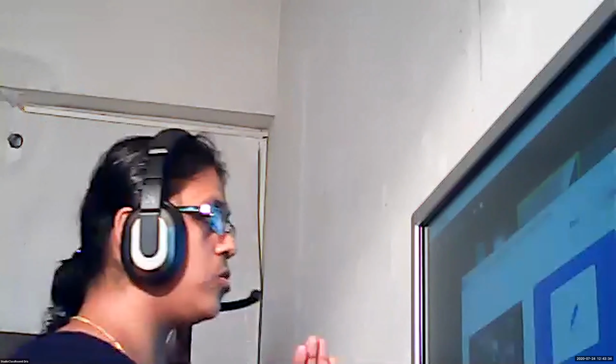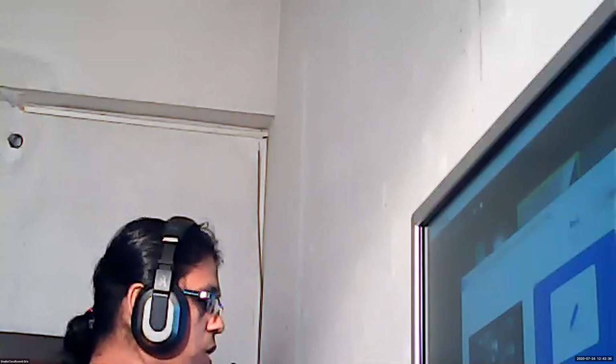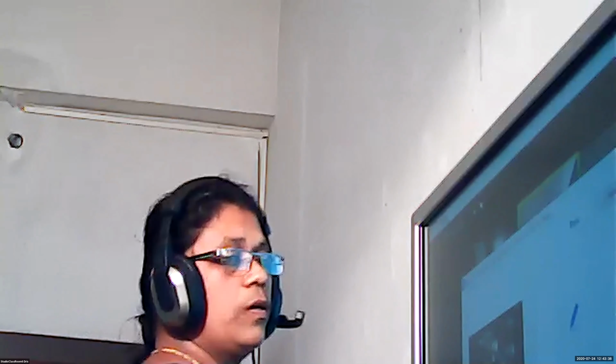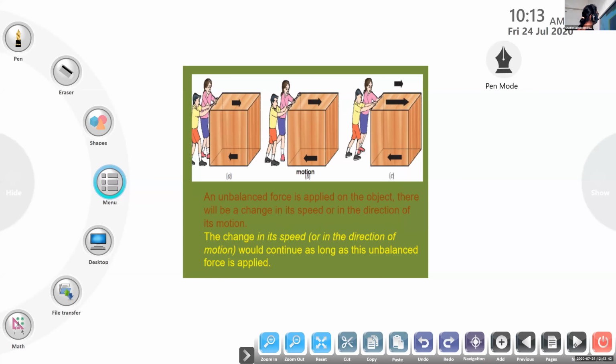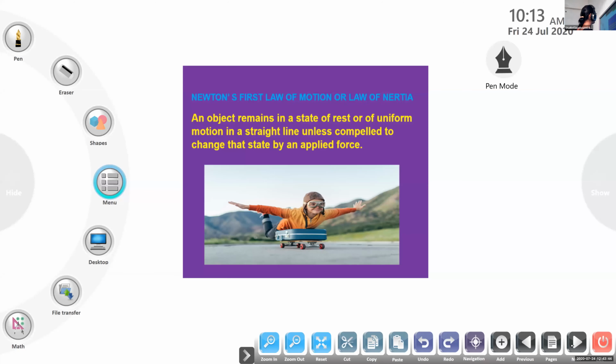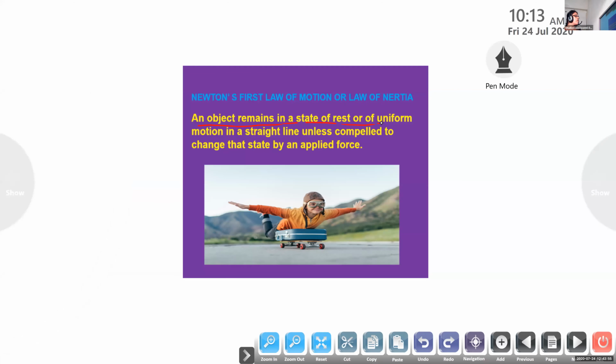So on the basis of Newton's first law, we can state: what do you mean by Newton's first law of motion or the law of inertia? Anthony Maxey, can you read what is on the yellow one? Just read it. What is that?